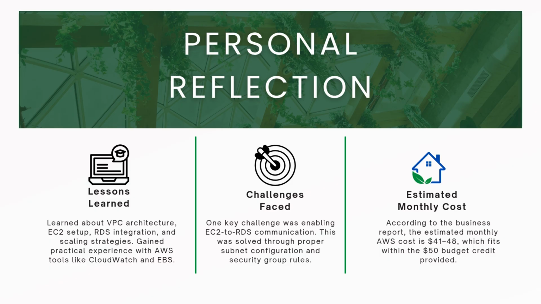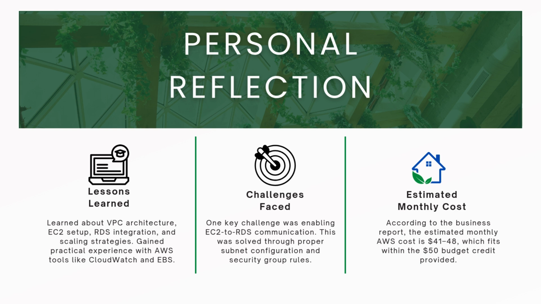This project gave us the opportunity to build and manage a real-world cloud architecture using AWS. We learned how to design secure network architectures, deploy scalable web applications, and configure monitoring, backup, and automation tools. One of the challenges we faced was getting the EC2 and the RDS to communicate securely, which we solved by carefully reviewing the subnet groups and security group rules.